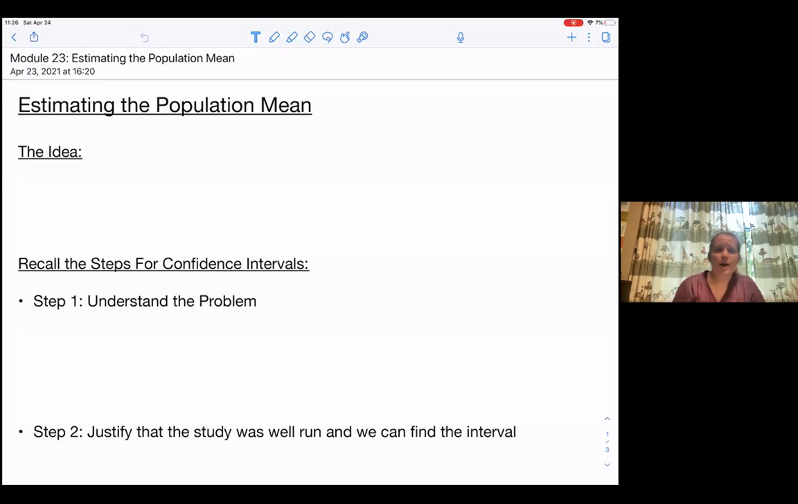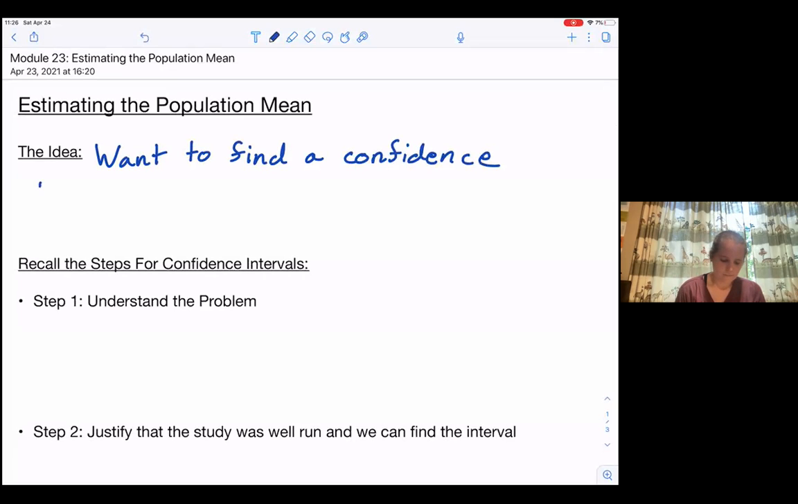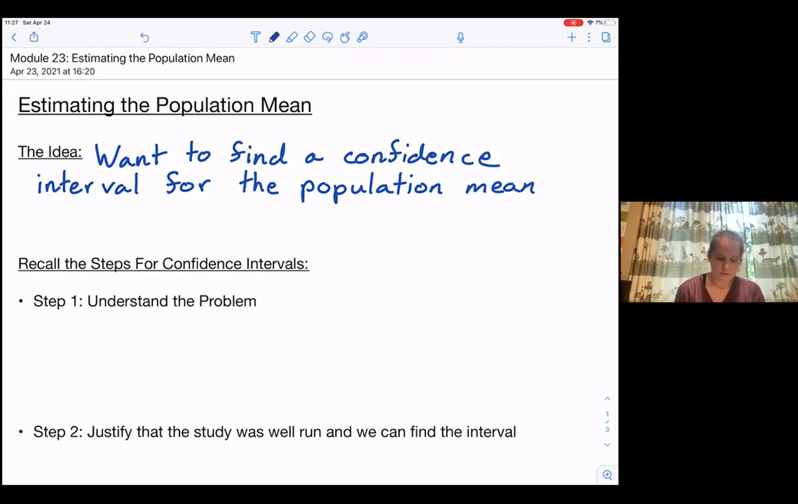Welcome to estimating the population mean. So the idea here is that we want to essentially find a confidence interval for the population mean based off of a sample mean.